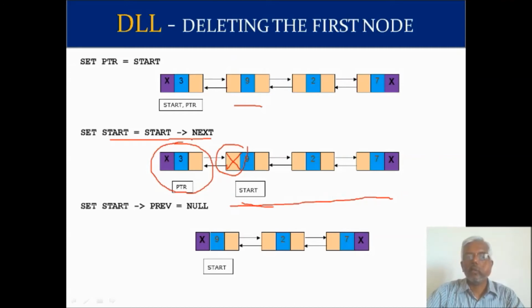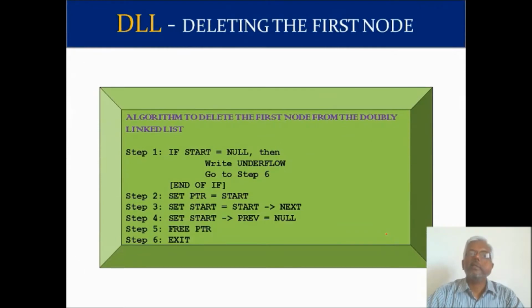Here we have to do one more thing, that is we have to release the already allocated memory for this pointer. So what is the statement we can write? Free of pointer, which is going to deallocate this memory. Now this is my new doubly linked list 9, 2 and 7. The complete algorithm for deleting the first node is given here.